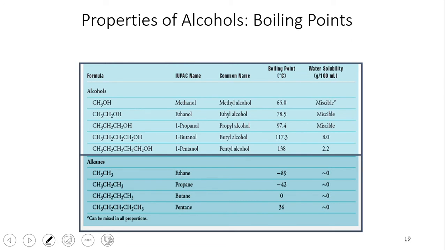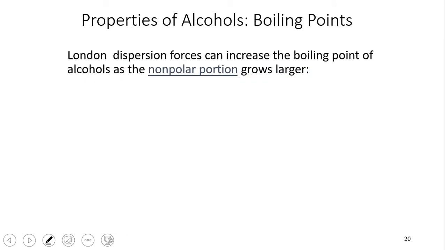On this table, we can see a comparison of different alcohols on the top with alkanes in the bottom. If we compare, for example, ethanol, which is CH3CH2OH, with a similar two-carbon compound in the alkanes like ethane, you can see how the boiling point of ethanol is so much higher than it is for ethane. And that is a very typical pattern.